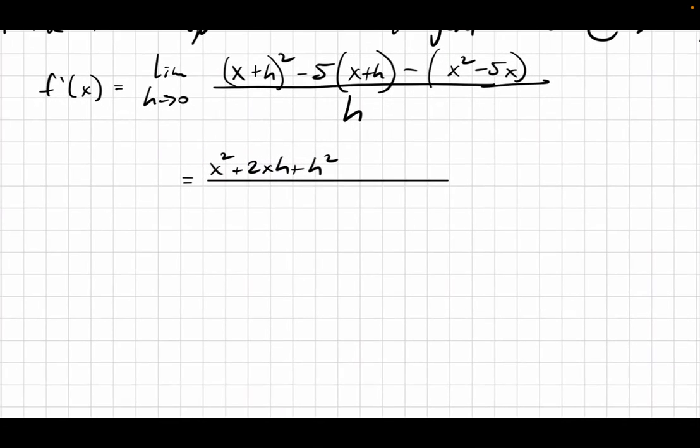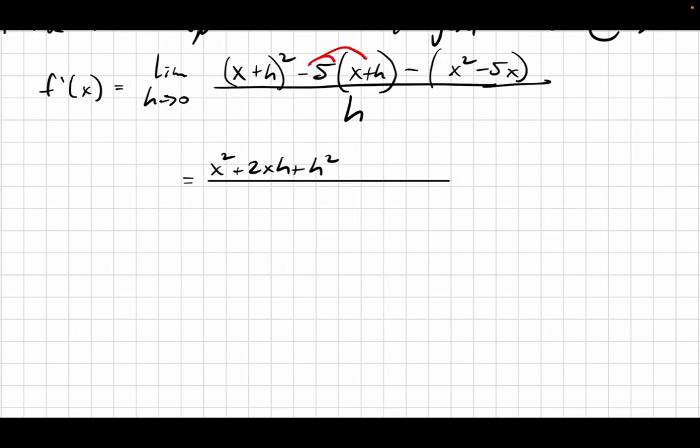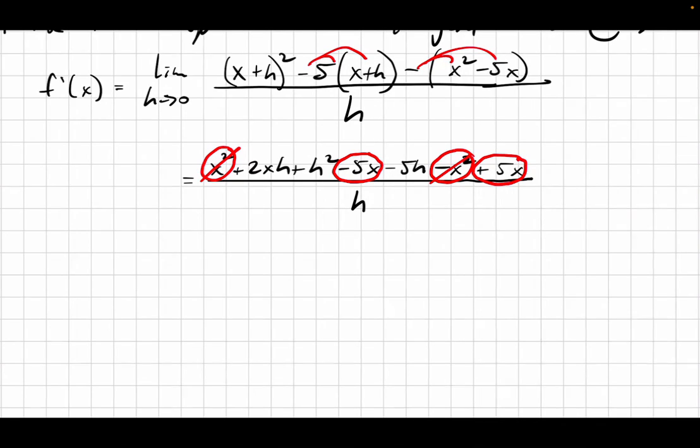Okay. And then I'm going to distribute the -5, and I'm going to distribute the -1. So we get -5x minus 5h minus x squared plus 5x. Everything with only an x should cancel out. That's how you know you did it right. This guy has only x, this guy has only x, they cancel out. This guy has only x, this guy has only x, they cancel out. Everything with an h won't cancel out.